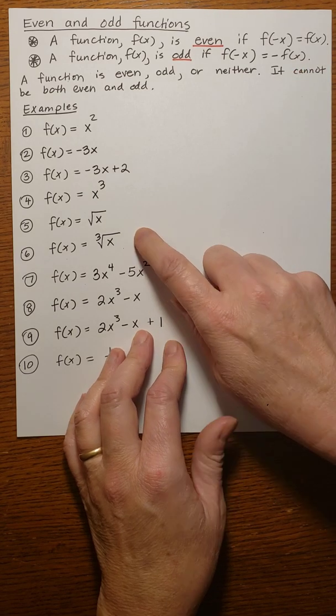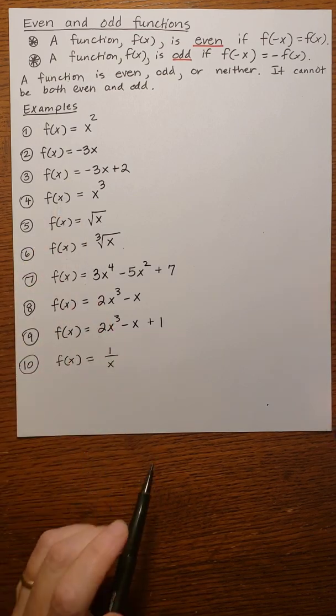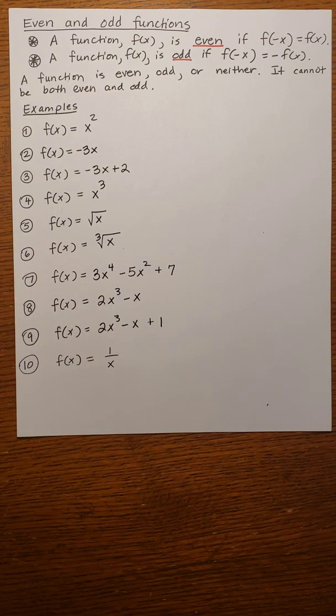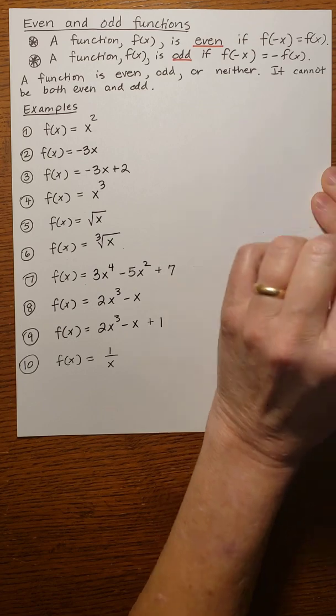So a function is either even, odd, or neither. It cannot be both even and odd at the same time. Let me do some examples. I have 10 functions here, and I'm going to show you how we can determine if the function is even, odd, or neither. So all I do is I substitute negative x into my function.